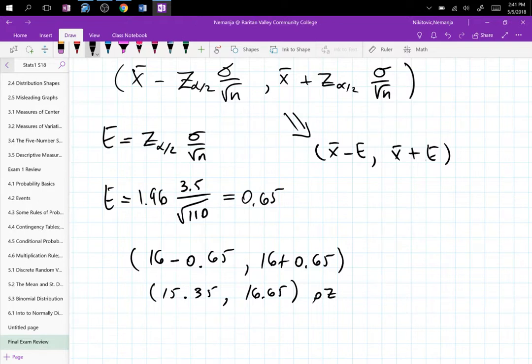So instead of calculating this twice, guys, right? Because if you write everything like this, you have to run this in the calculator and then run it again. You can define that as E, as error, and then just compute that part, just add and subtract from the mean and done.